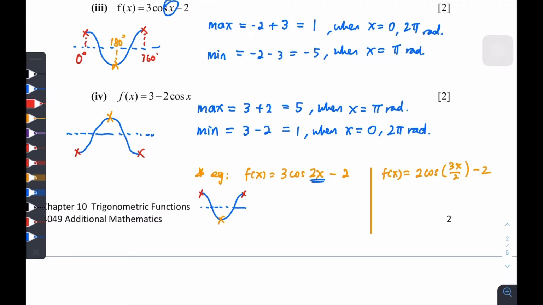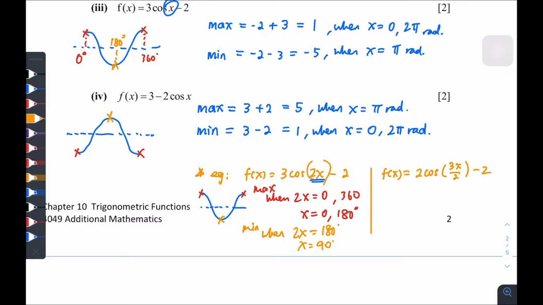Okay, so what I am going to do is, for the maximum, it is when 2x is equal to 0 and 360, so x is equal to 0 and 180. Then for the minimum, it is when 2x is equal to 180, and x is equal to 90 degrees, something like that. So this is how we are going to get the maximum and minimum values if the angle is not 1x, but 2x or 3x or some other arrangement.